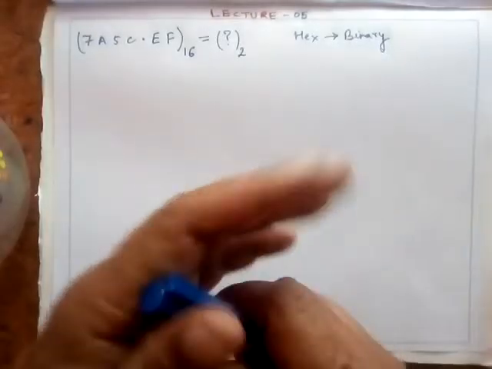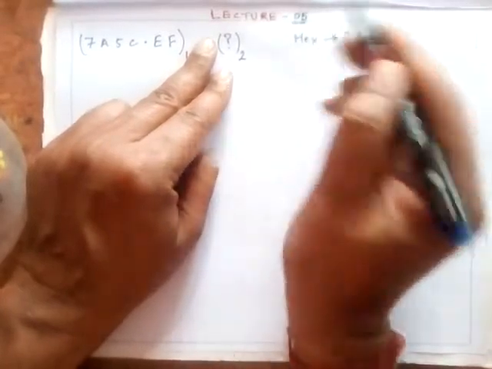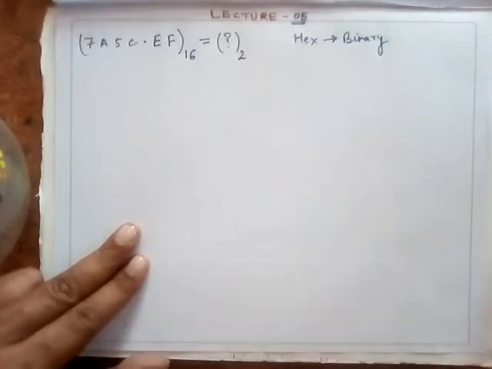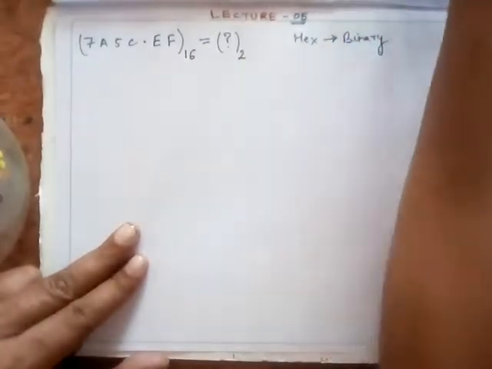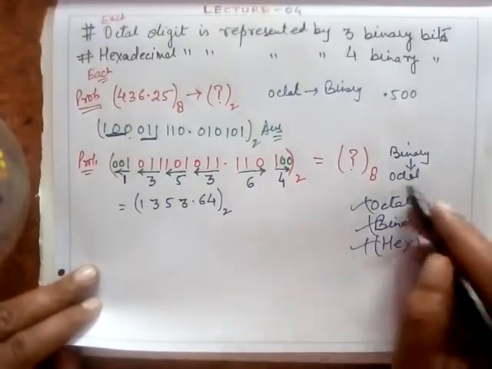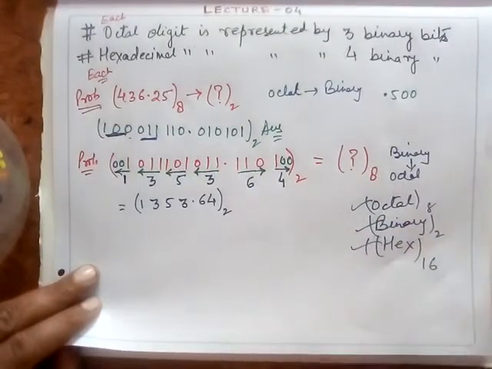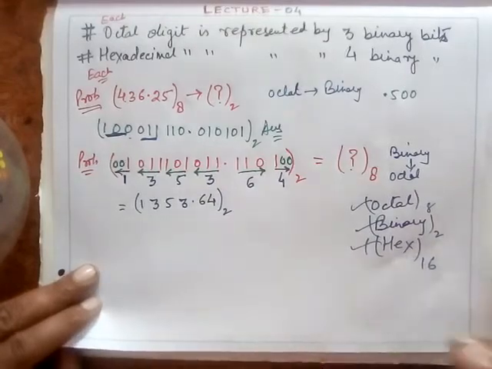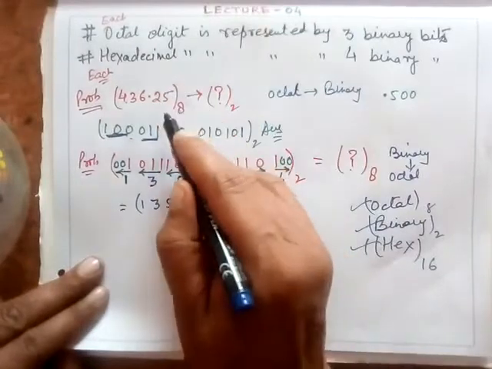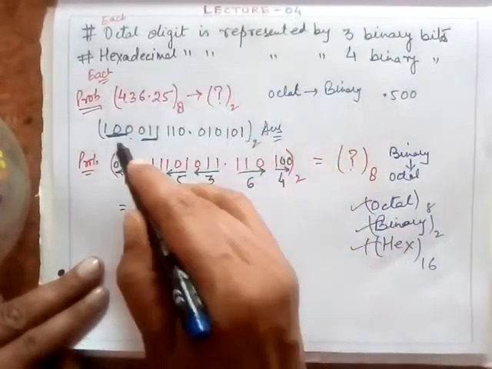Good morning all. So welcome to the fifth lecture of the subject basic electronics engineering. In the last lecture I discussed the conversion among octal, binary and hexadecimal, that is, among base 2, base 8 and base 16, without involving base 10 in between. And I told you if you have to convert an octal number into a binary number, represent every digit of the octal number by 3 bits.